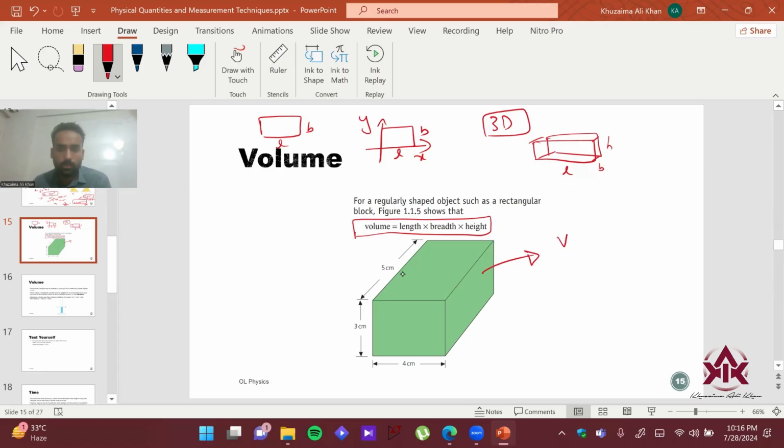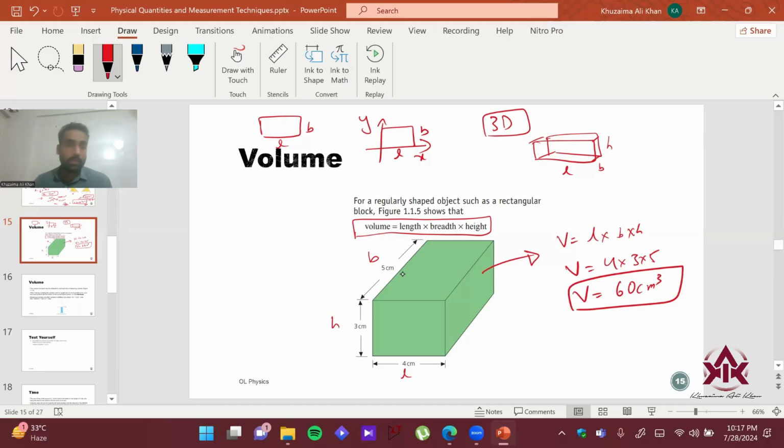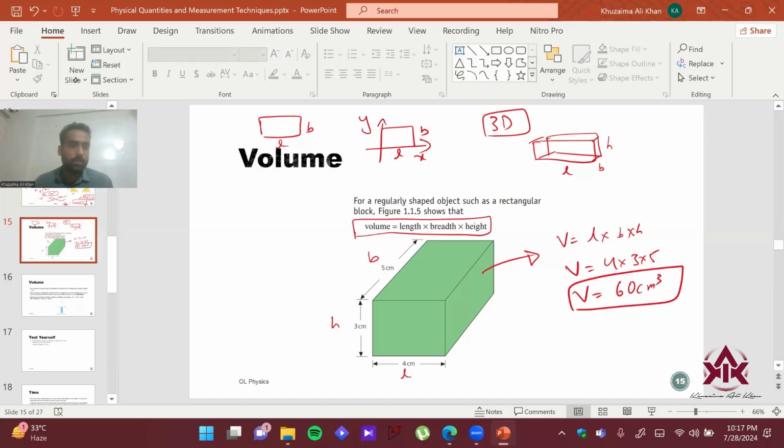So we find the volume. What is this volume? That is going to be length times breadth times height. Let's say its length is this, its height is this, its breadth is this. So it is going to be simply 4 times 3 times 5, right? So 4 centimeter times 3 centimeter times 5 centimeter. We get the following answer, 4 into 3 into 5. Sir, that is 60. Yeah, 60 centimeter cube. Now I have a question for you guys: how do we go from centimeter cube to meter cube?